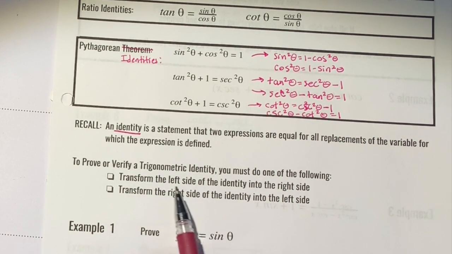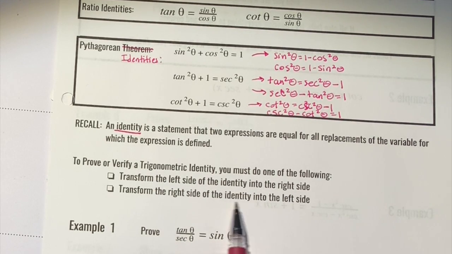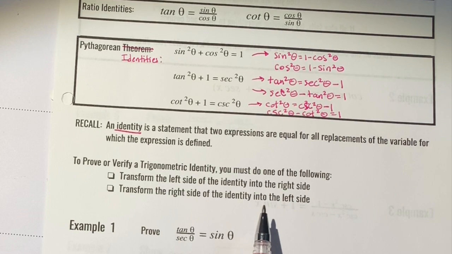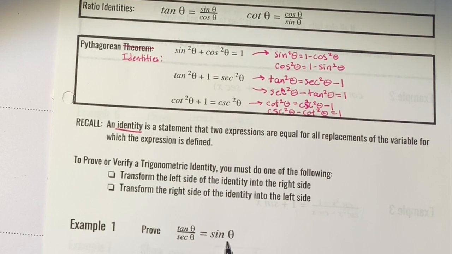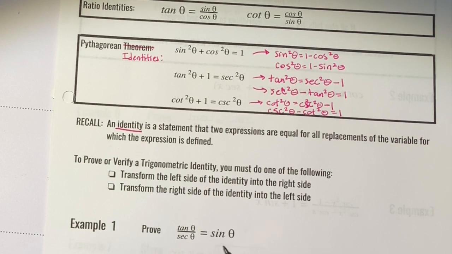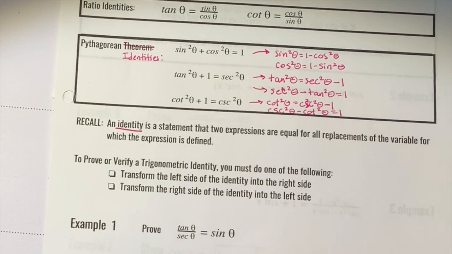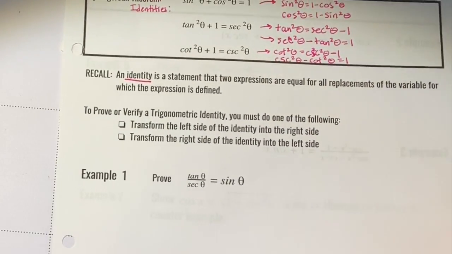So you want to transform the left side of the identity into the right side, or the right side of the identity into the left side. Typically what you want to do is choose the side that's more complicated and simplify it to work toward getting it to equal the other side. So it's easier to start with the side that's more complicated because it kind of falls into place as you simplify that. A lot of times it directs you right into what you're trying to get to. So let's try one just to get started here.